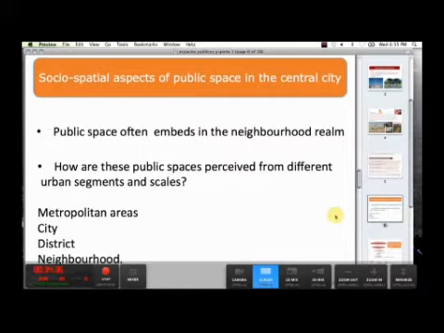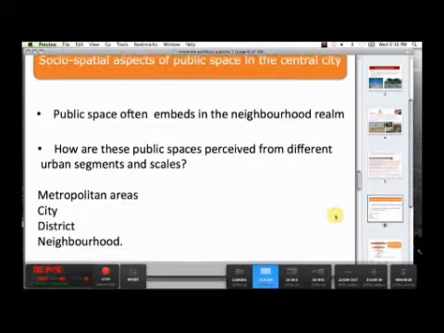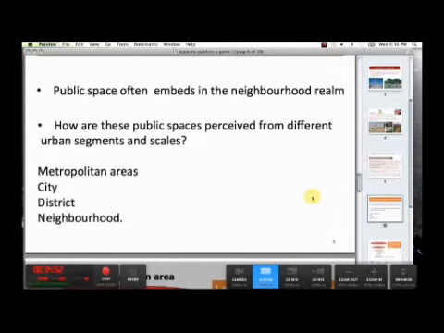So I think this is interesting, and this is why we're talking about the central city, both because it's a matter of scales and of narrowing down scales, and also a matter of referring to a project we are developing in Hamar. So we have the different perception. We have to think about how city public spaces are perceived in the metropolitan areas, at the city level or scale, in the district, and in the neighborhood.